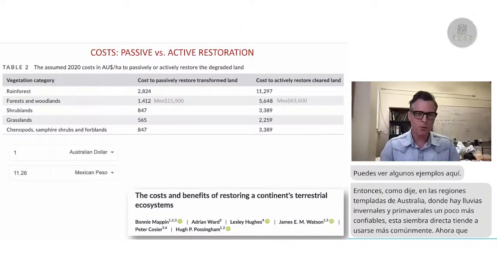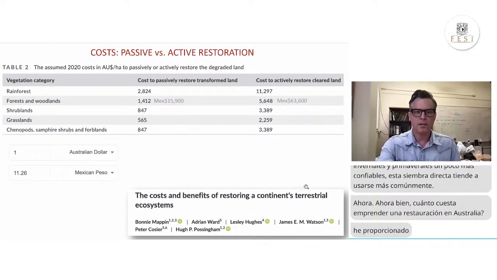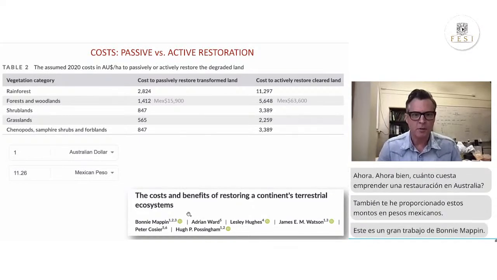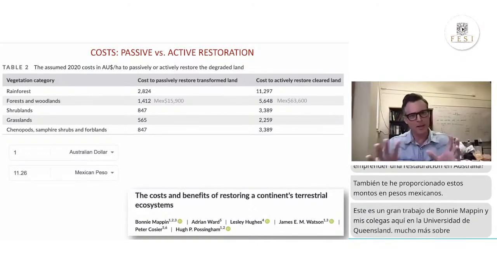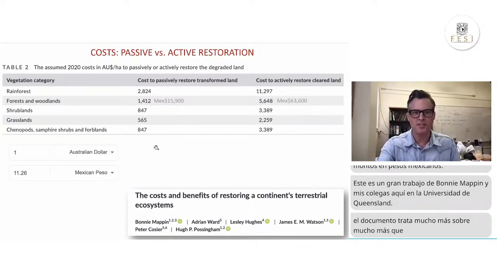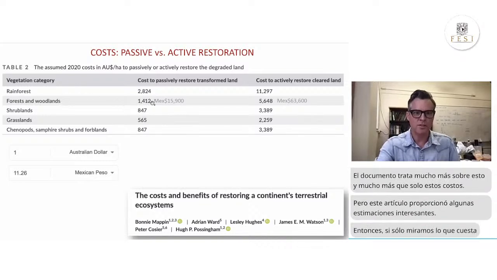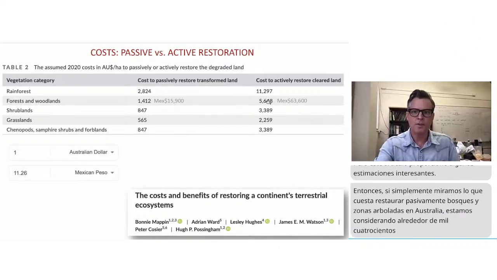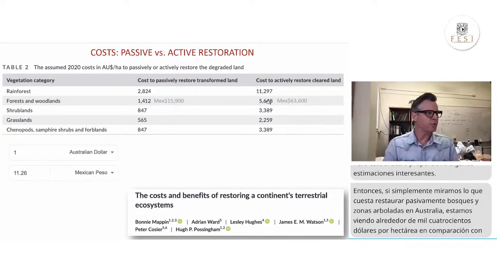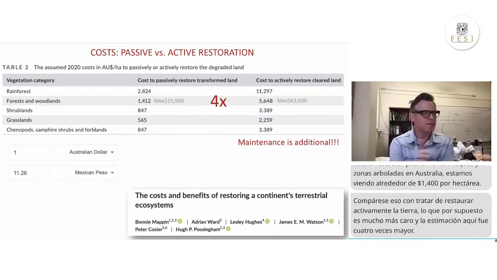Now, what does it cost to undertake restoration in Australia? I've provided you with these amounts in Mexican pesos as well. So this is great work by Bonnie Mappin and my colleagues here at the University of Queensland. The paper is about a lot more than just these costs, but it provided some nice estimates. So if we just look at what it costs to passively restore forests and woodlands in Australia, we're looking at about $1,400 a hectare. Compare that with trying to actively restore land, which is, of course, far more expensive. And the estimate here was 4 times more expensive between passive and active.